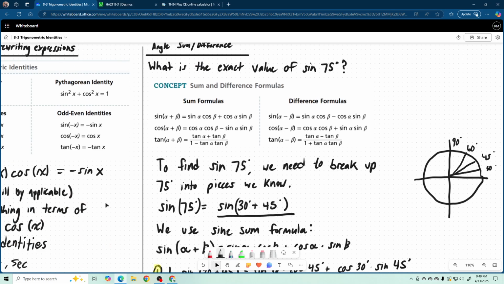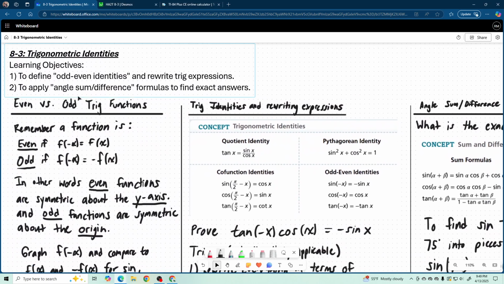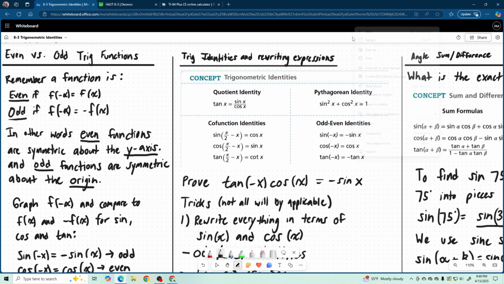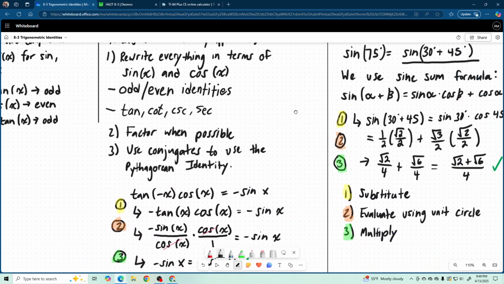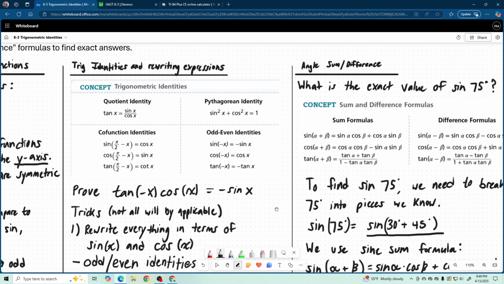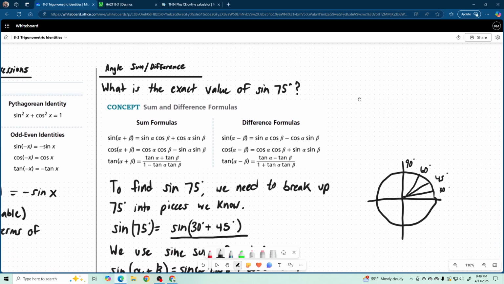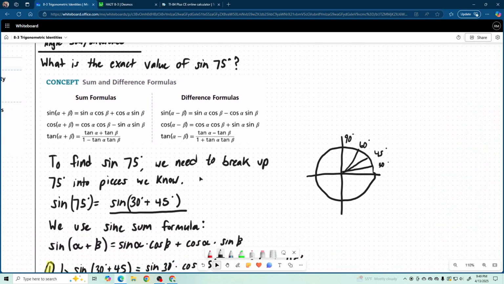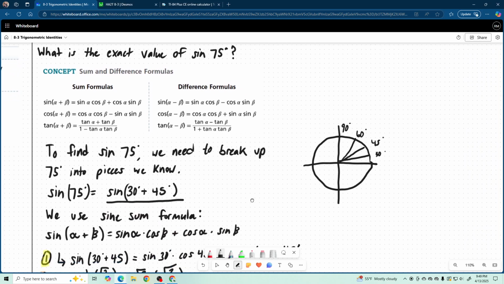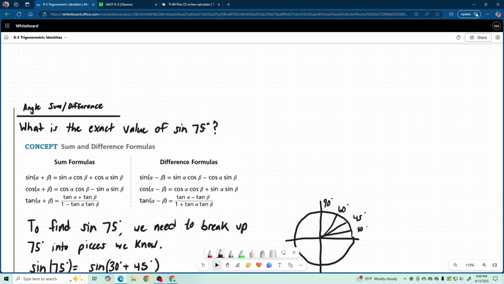All right, excellent. So in 8-3, we learned to identify even and odd identities, even being cosine, odd being sine and tangent. And then we rewrote trig expressions, right? I gave you some hints on how to solve things, and we took you through a more basic one, but we got to see some of those things in action. And then I showed you the sum and difference formulas, and then showed you how to use the sine sum formula to find the exact values of certain numbers that we can add together.